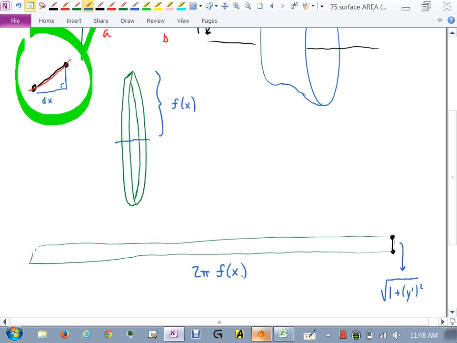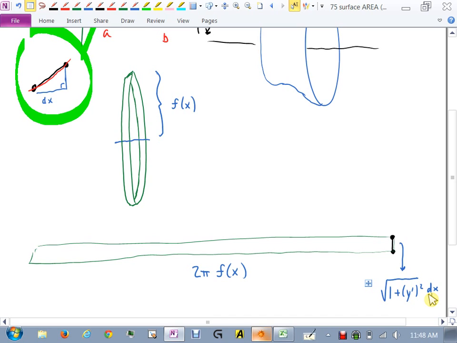So what's the area of this rubber band? 2 pi f of x times this dx. We should put a little dx on the end out there. That's what we showed last class, that this had a dx on the end because we factored it out. Go back and look in your notes.